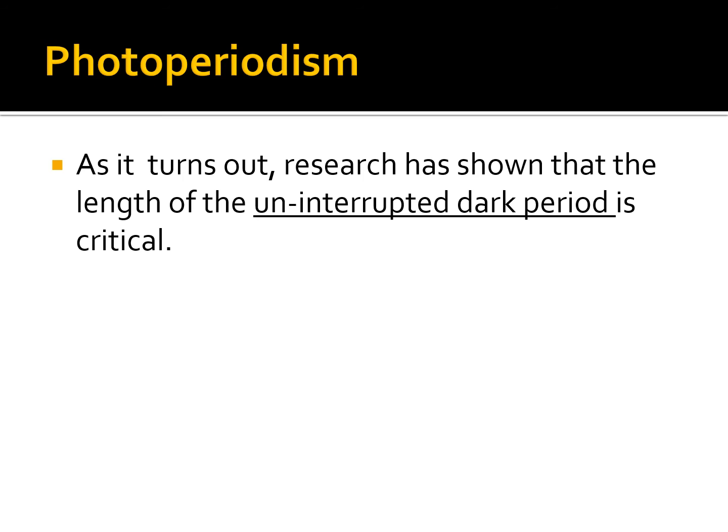As it turns out, research has shown that it's the length of the uninterrupted dark period that's really critical. Because we define photoperiod as being the amount of light that a plant gets in a 24-hour period, but it's really the length of the dark period that is the actual trigger for flowering in photoperiodic plants.